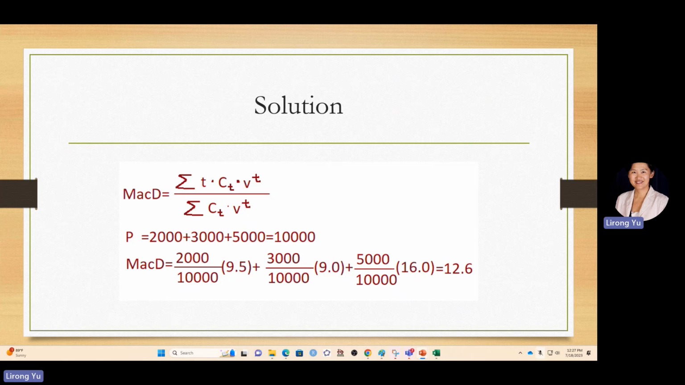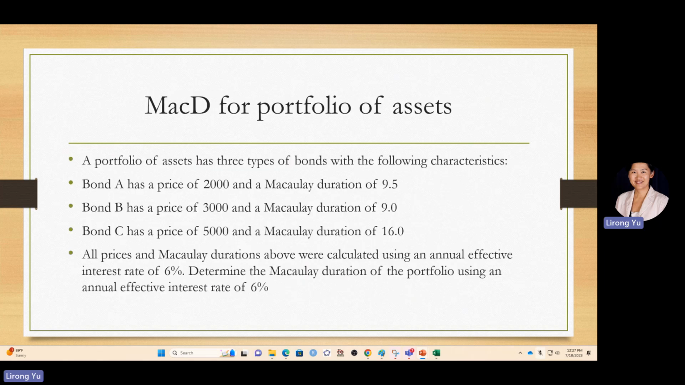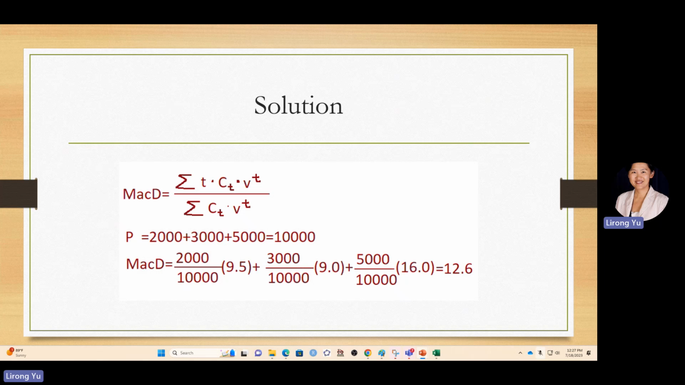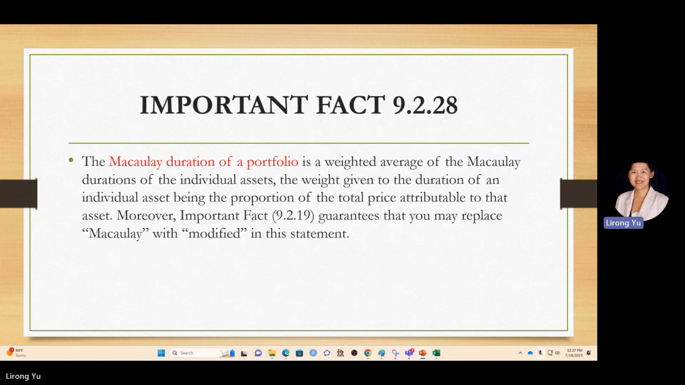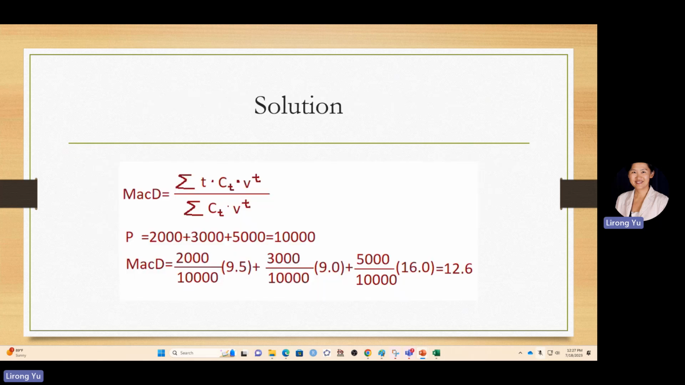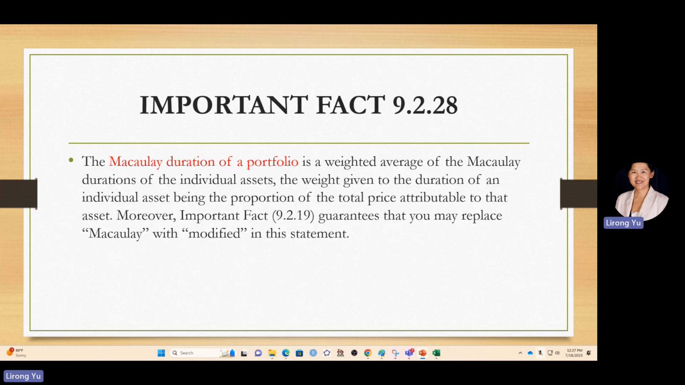So this Macaulay duration of the portfolio is a weighted average of the Macaulay duration of each asset. We get 12.6. This is the Macaulay duration for the entire portfolio. That's an example about Macaulay duration of a portfolio. So basically, according to that example, the Macaulay duration of a portfolio is a weighted average of the Macaulay duration of individual assets. The weight given to the duration of the individual asset being the proportion of the total price attributed to that asset.